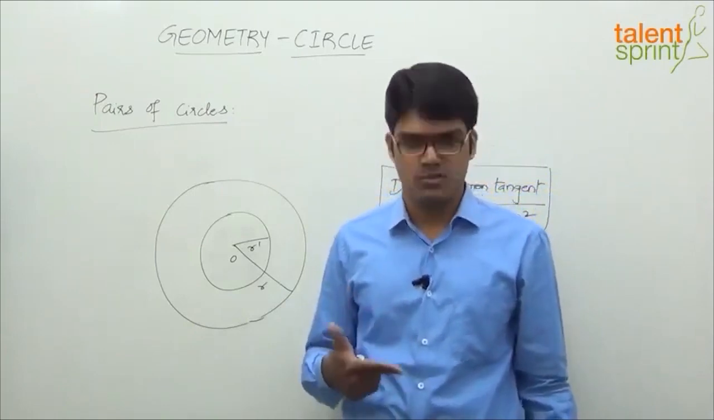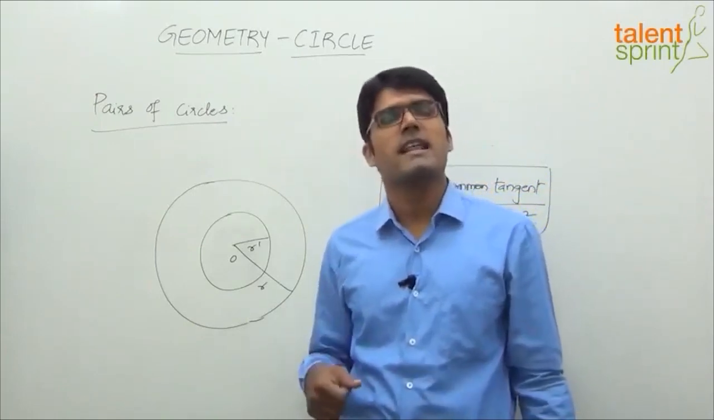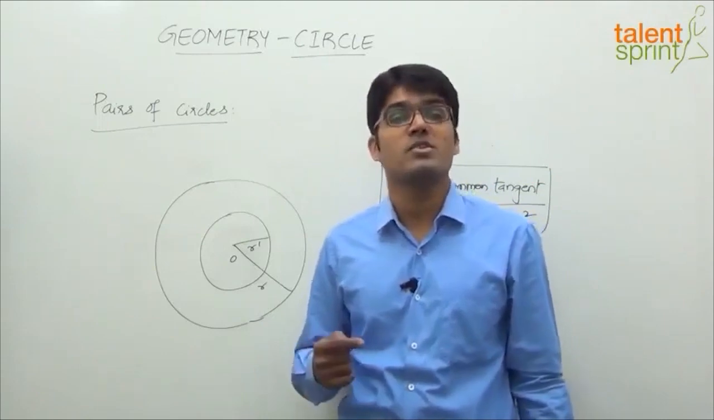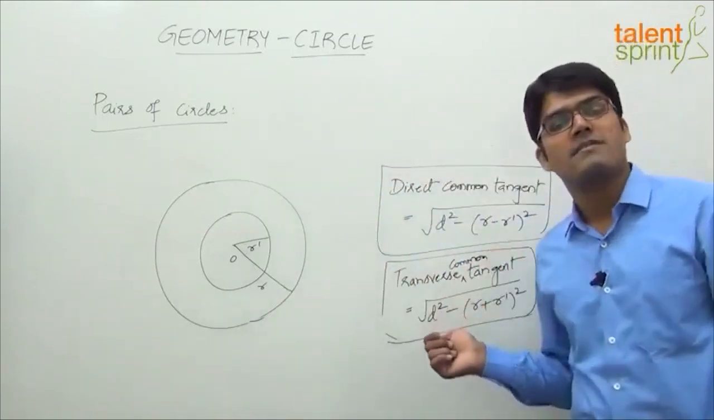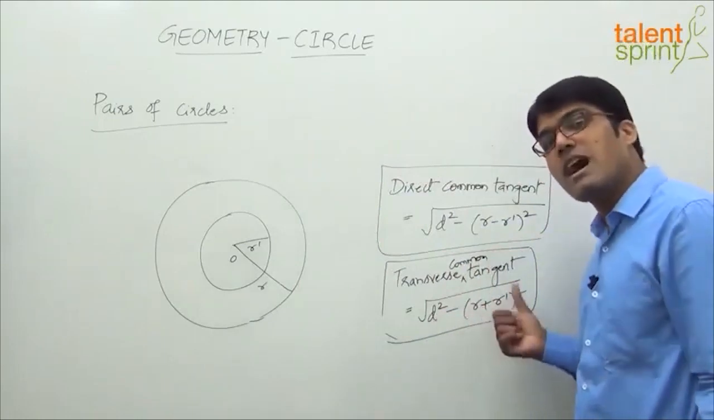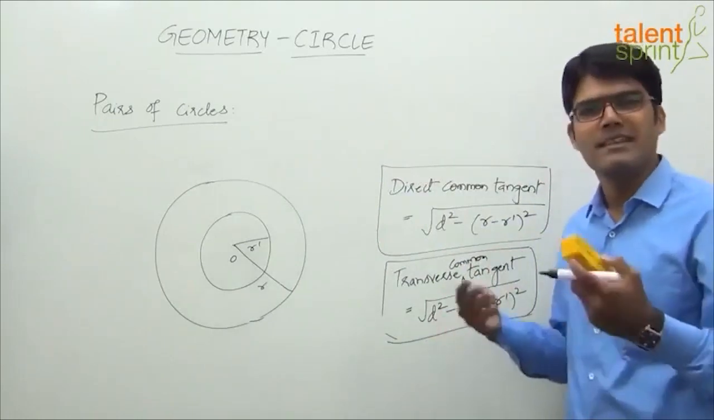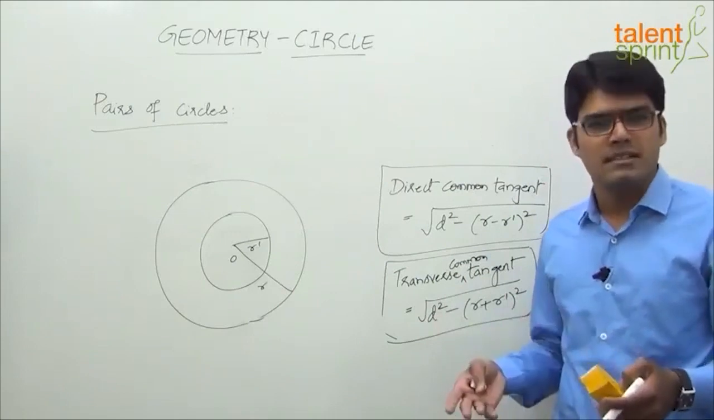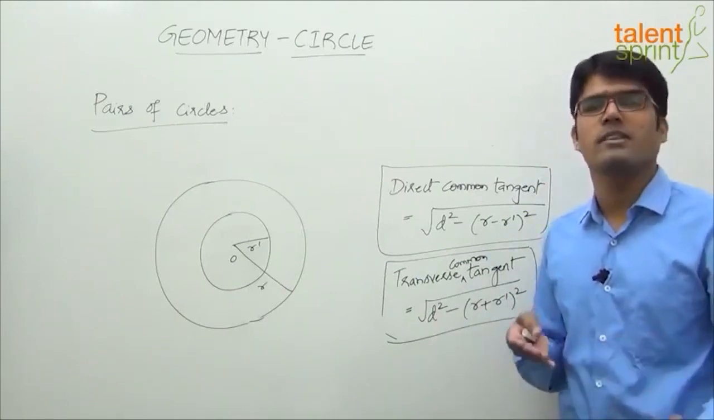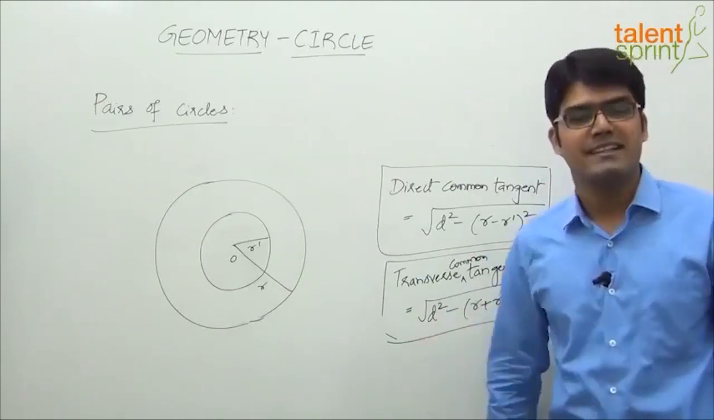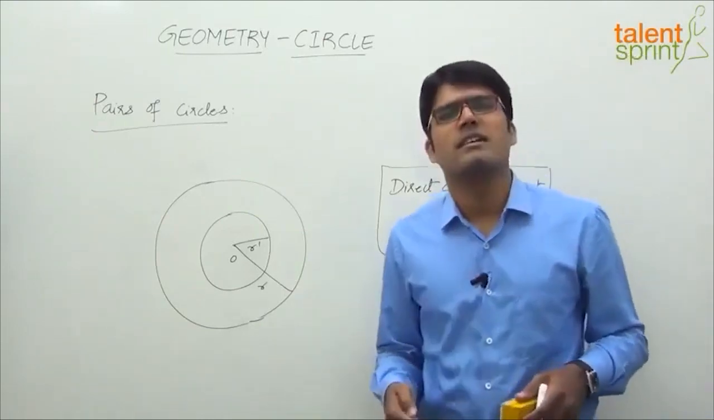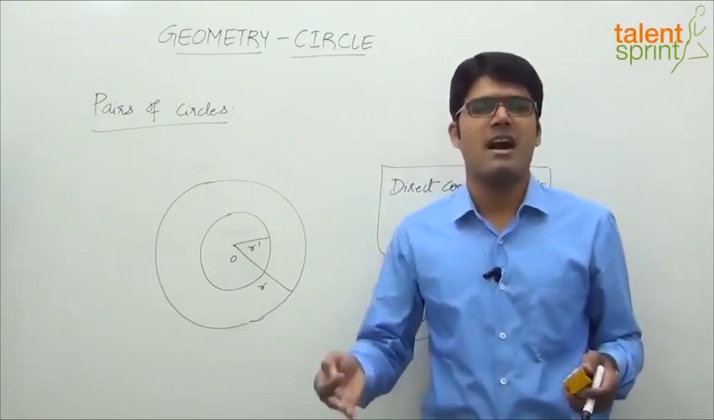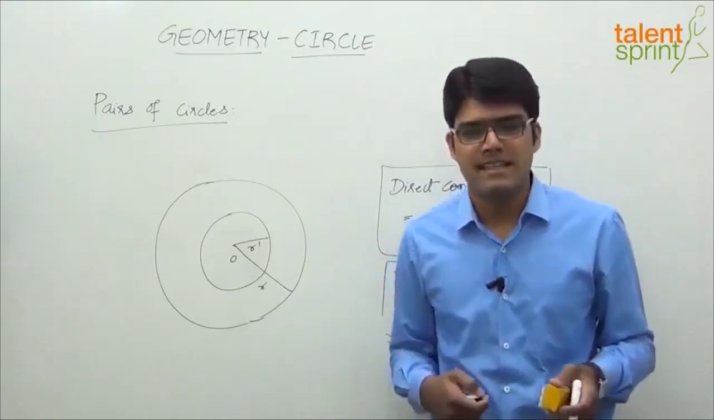So in a case of pairs of circles, we have two types of common tangents, direct tangents and transverse or cross tangents. The length of the direct tangent is given as root over d square minus R minus R dash whole square, and that of transverse tangents is given as root over d square minus R plus R dash whole square. That's it. Radii will be given to you, the distance will be given to you, you just have to substitute in the formula and get the required answer. So that's about all the different types of properties related to circles and arcs and chords, secants, tangents, etc.